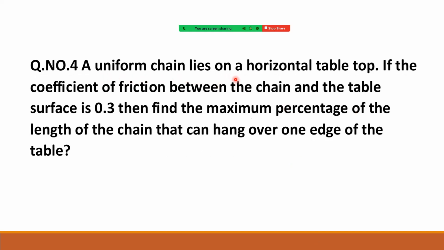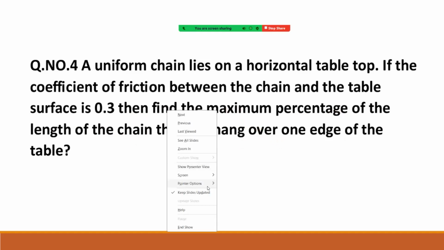A uniform chain lies on a horizontal tabletop. If the coefficient of friction between the chain and the table surface is 0.3, then find the maximum percentage of the length of the chain that can hang over one edge of the table. So given mu value 0.3, maximum percentage of the length of the chain that can hang over. So hanging part we have to focus. Let us see how to start the problem.